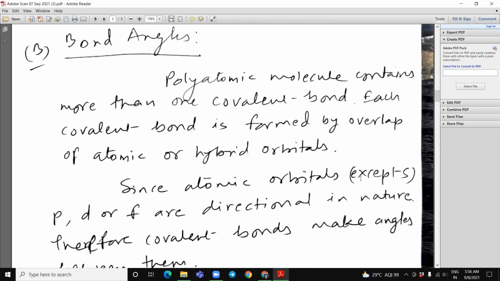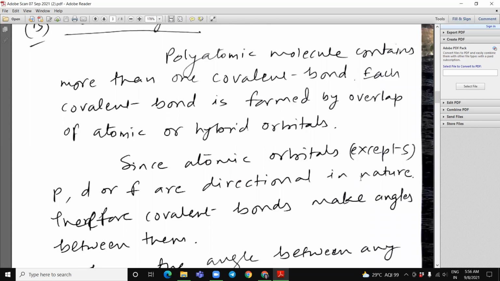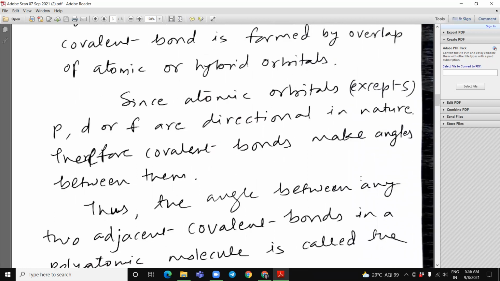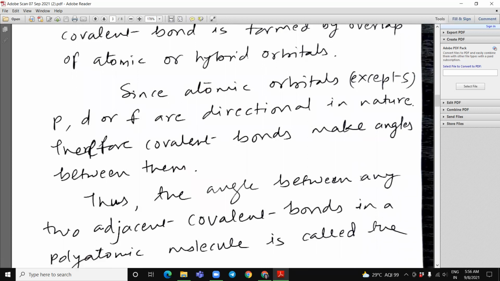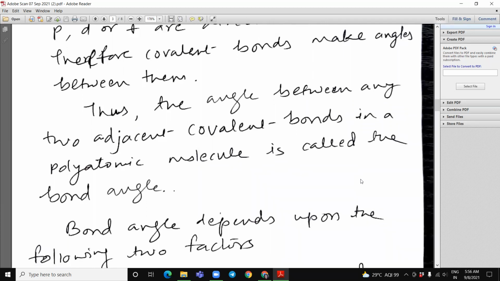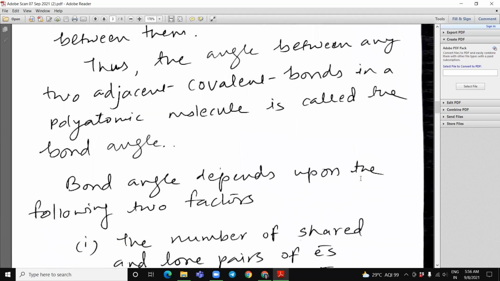Now, bond angles. A polyatomic molecule contains more than one covalent bond. Each covalent bond is formed by overlap of atomic or hybrid orbitals. Since atomic orbitals except s are directional in nature, covalent bonds make angles between them. Thus, the angle between any two adjacent covalent bonds in a polyatomic molecule is called the bond angle.